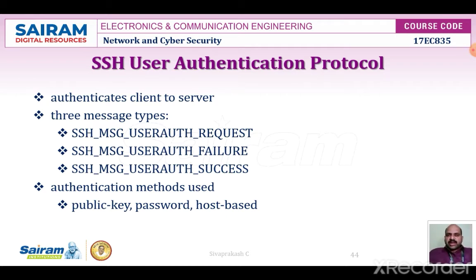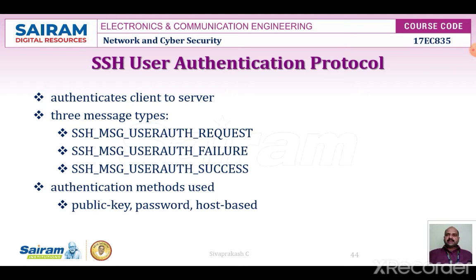The username is the authorization identity the client is claiming. The service name is the facility to which the client is requesting access. And the method is the authentication method being used in this request. The first byte has a decimal value of 50, which is interpreted as SSH message user authentication request.